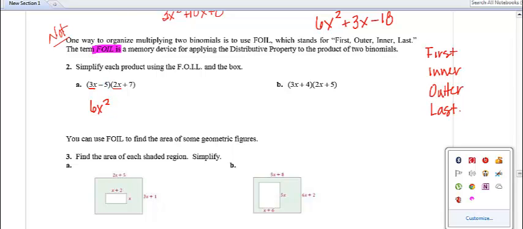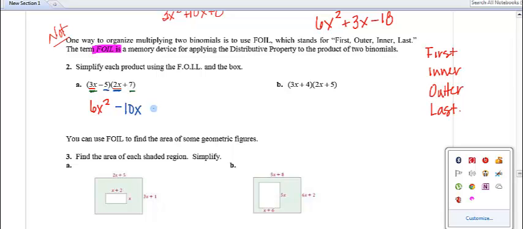Inner, so let me change the color here. Inner then would be the inner 2, so these two. So negative 5 times a 2x, or negative 10x. I'll try to change the color again for the next one. The outer, which is going to be the first term and the last term, the outer 2 terms.